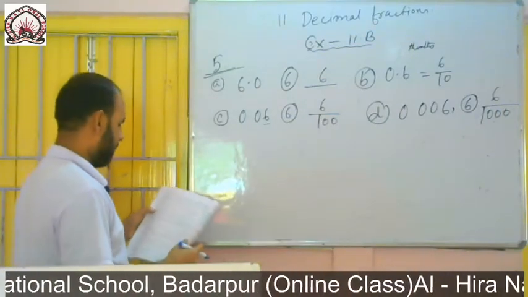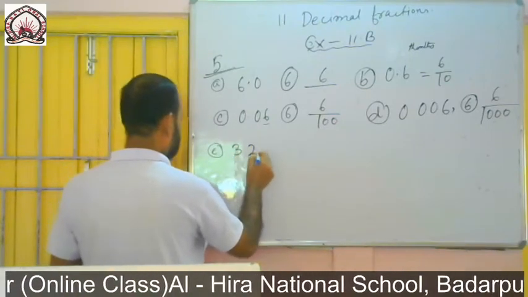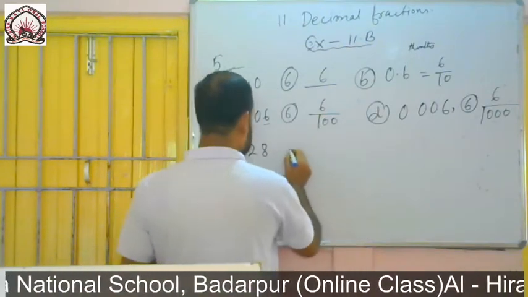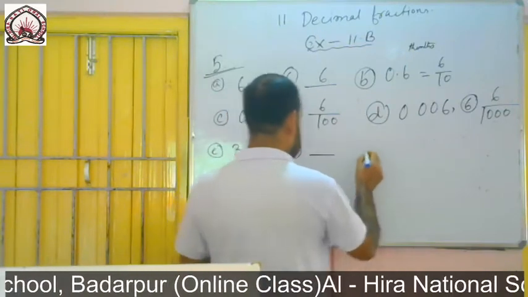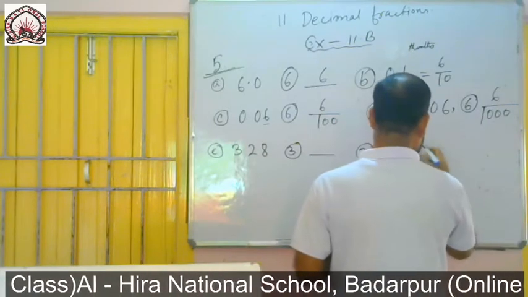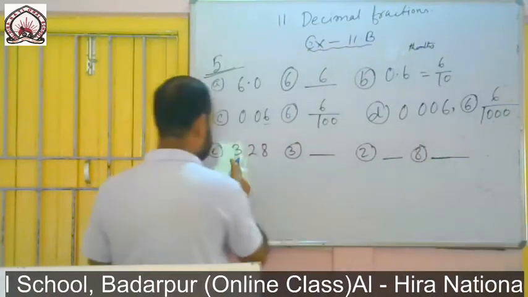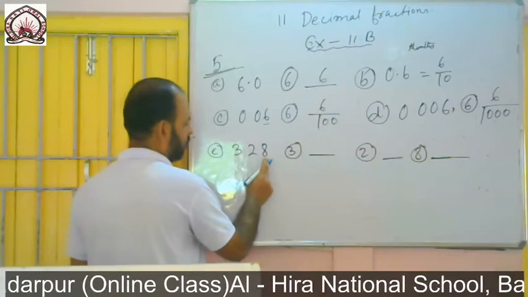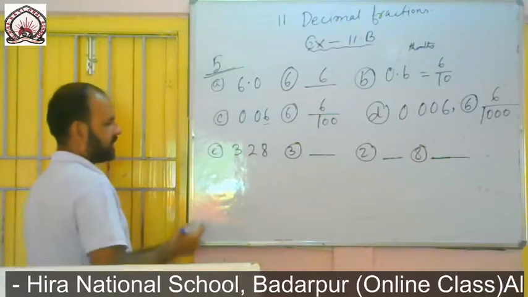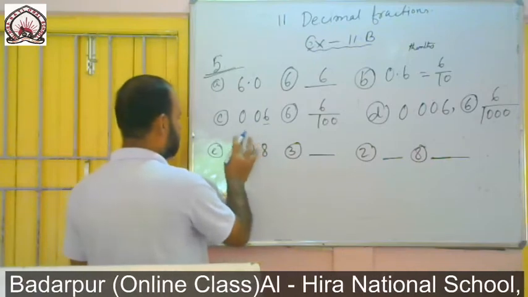Next, question number E, 3.28. So the place value of 3, place value of 2, place value of 8. We take out the place value of this 3, this 2, and this 8. This 3 is before the point, that means it is the integral part, the whole part. So this one is in the ones place.